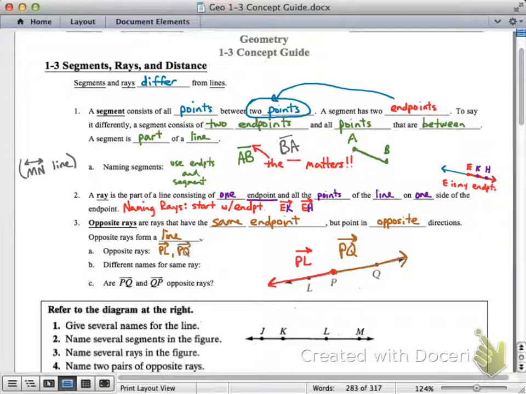So we've already named our opposite rays, PL and PQ. And then different names for rays. If you started at L and named LP and LQ, those are the same rays. Kind of like what we did up here with EK and EH. LP and LQ are different names for the same ray. Look at question C here. Are PQ and QP opposite rays? What do you think? Do they have the same endpoints? PQ starts at P, QP starts at Q. When I say starts, I'm talking about the endpoints. So no, they have different endpoints.